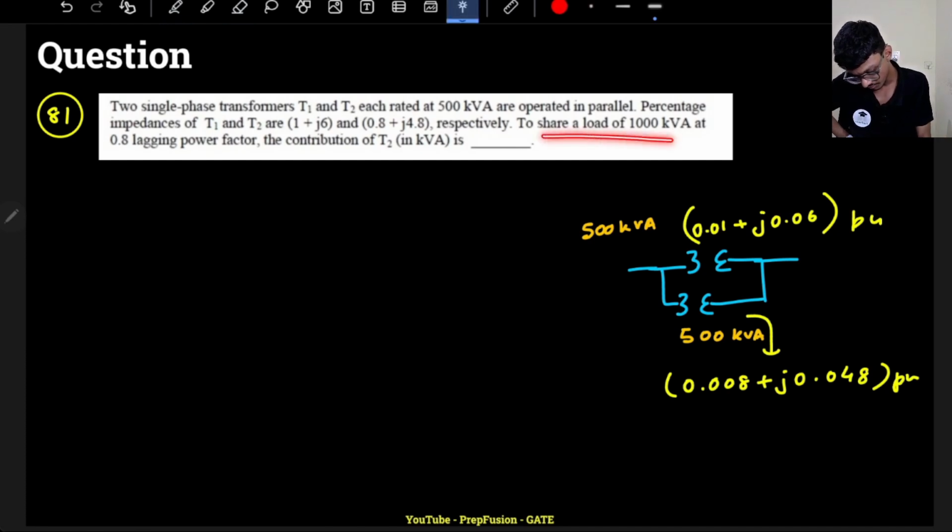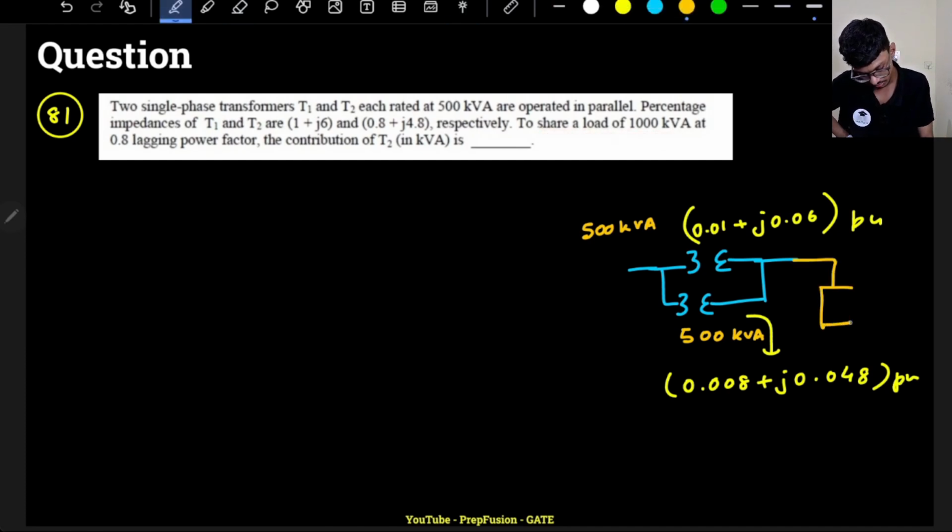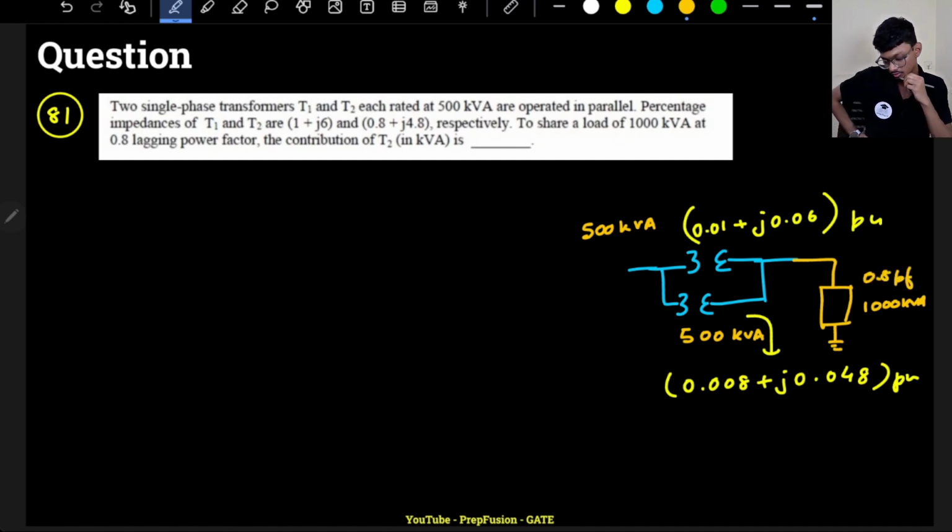The transformers share a load of 1000 kVA at 0.8 power factor lagging. What will be the total contribution of T2? How will I calculate it?